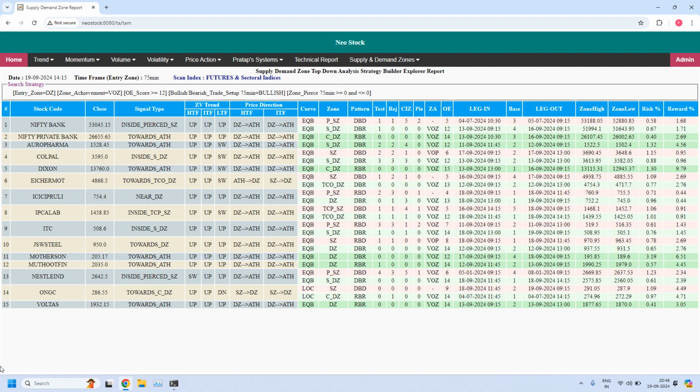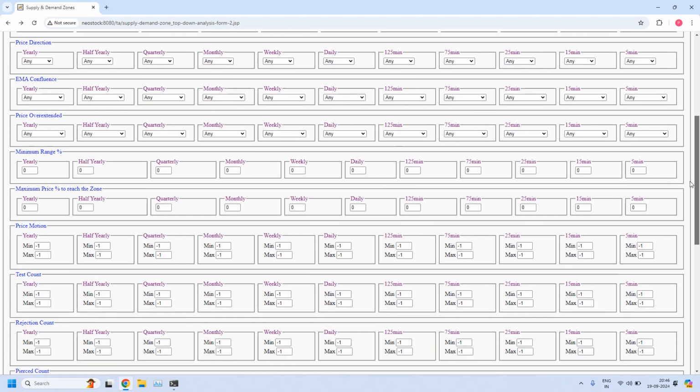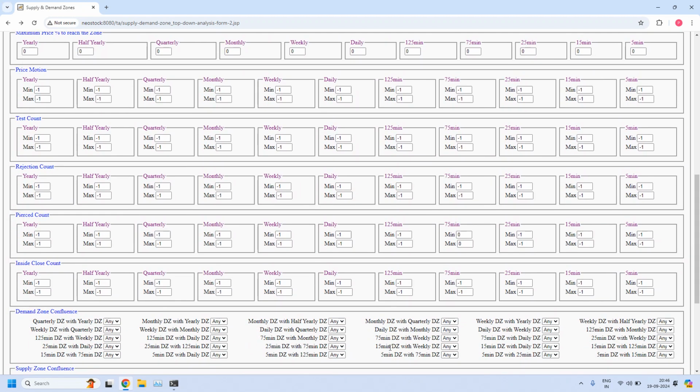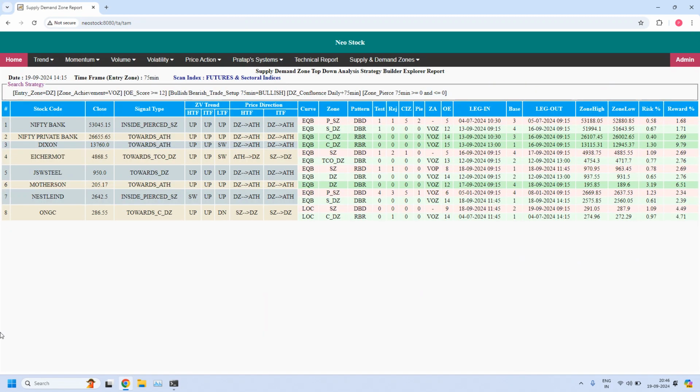So to add probability to these zones, let's look for LTF and ITF demand zone confluence. That means the 75 minutes demand zone should be part of the daily demand zone. So let's look for 75 with the daily demand zone confluence. Here, 75 minutes demand zone with daily demand zone, I've enabled the filter. Let's verify. Now 8 stocks are filtered out of 17. These 8 stocks are having ITF demand zone confluence. The ITF is daily.